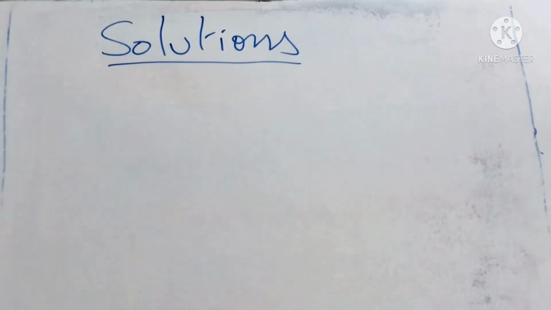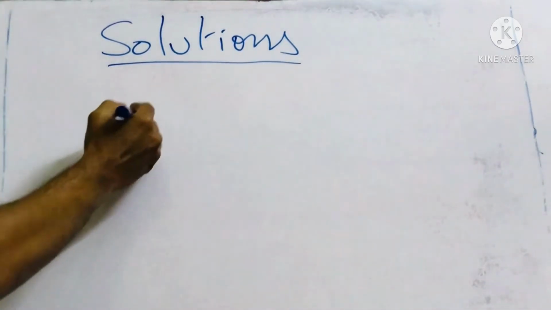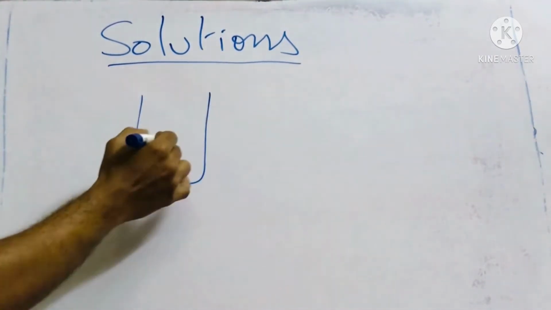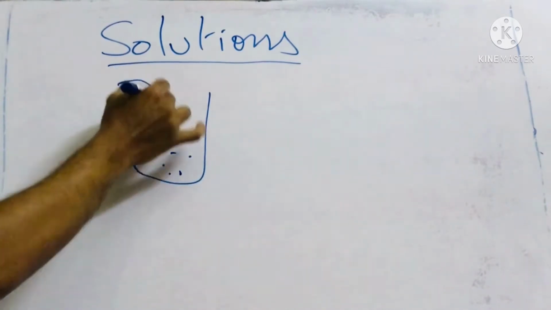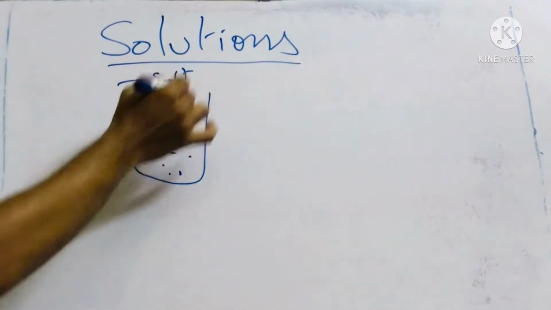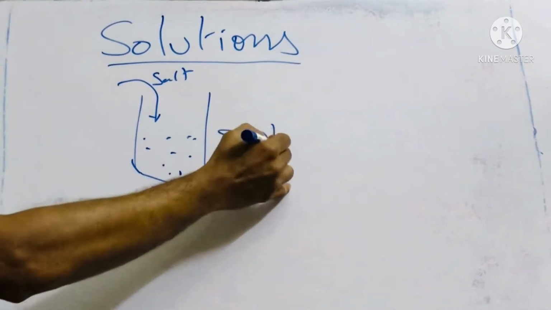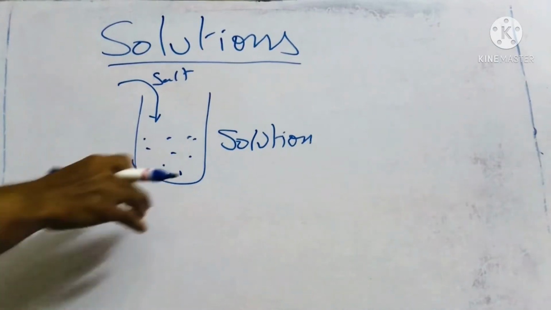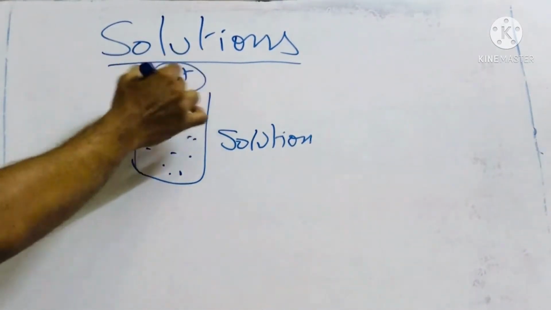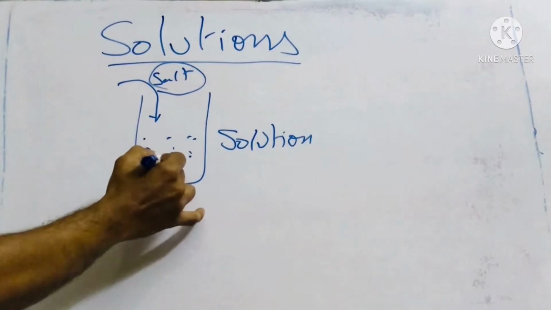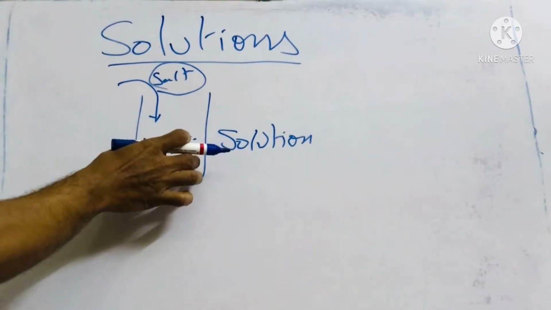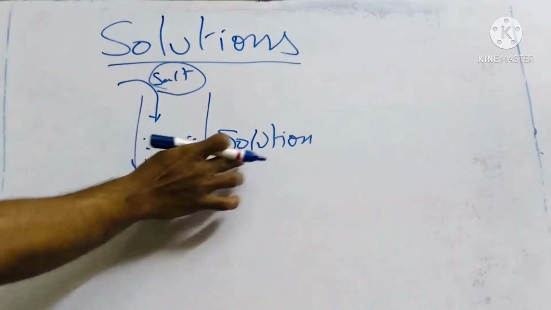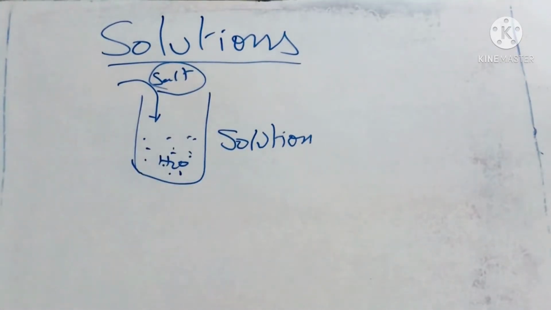A solution is a homogeneous mixture of two or more components. That means I can make a solution. For example, if I take a glass of water and add a little amount of salt, I will get a solution. That is called a salt solution. Now in this solution we have two components: one is the salt and another one is water, H2O. It is a two component mixture. It is a homogeneous mixture.